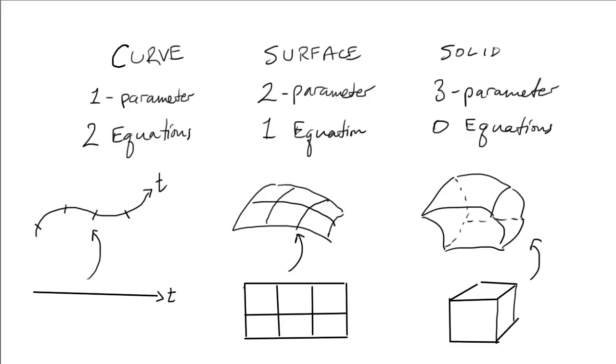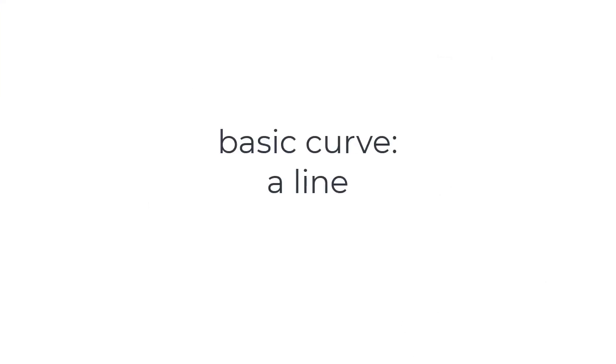The function we'll be using is a vector function. So this is the standard notation we'll use for this course, r, and the number of parameters. A surface takes a two-space of parameters onto the object, and a solid takes a three-space of parameters onto the object. Let's do the simplest example, a line.